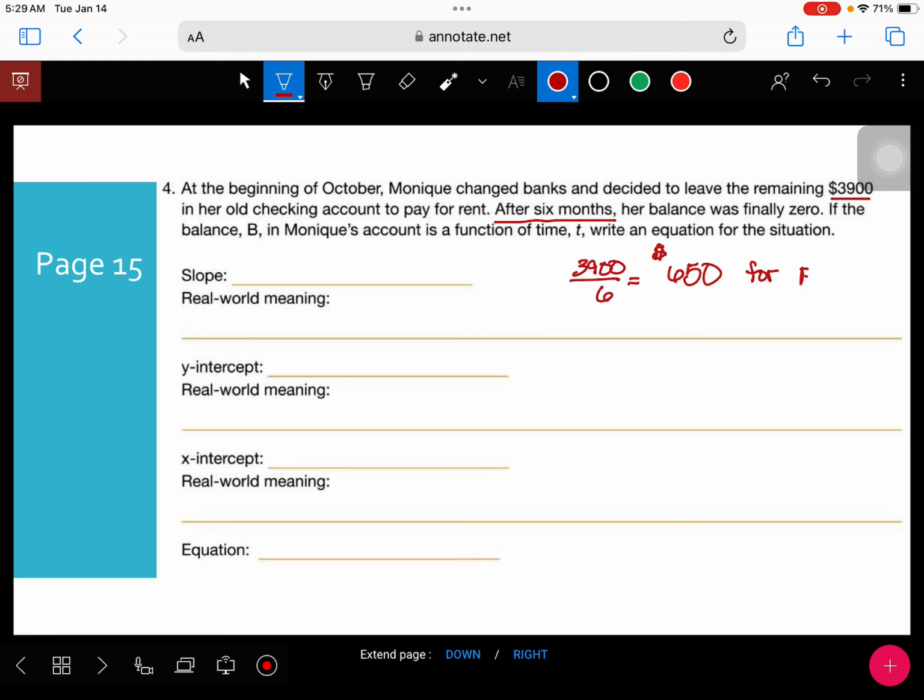Because this is decreasing, it is not being added to, that is the slope. So that is negative 650. The real world meaning is this is the rent being paid from her account each month.